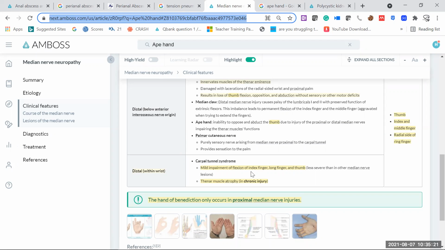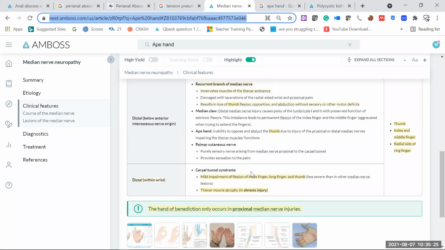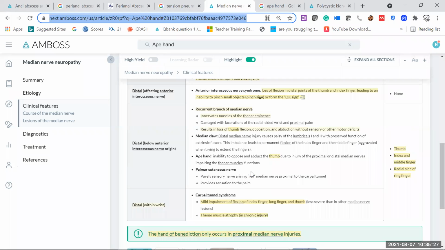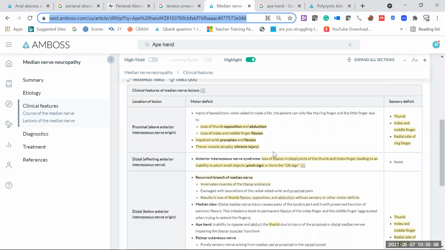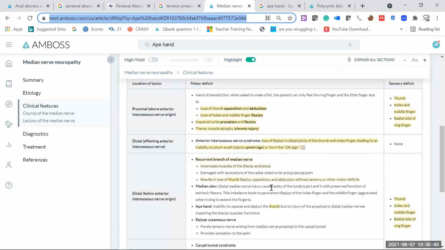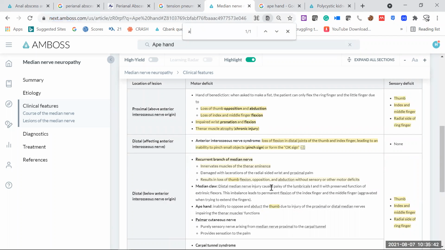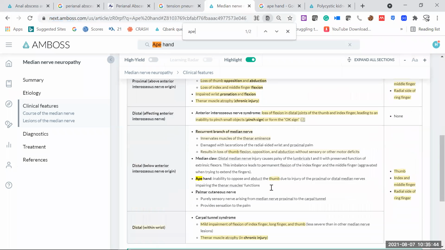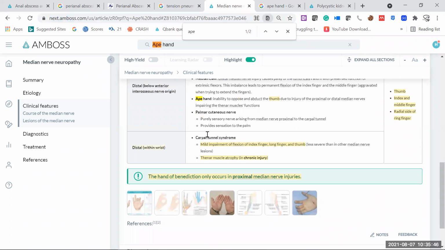Okay. So now let's come to this one, ape hand. Ape hand is not covered in much detail, but here we have the disease condition where we think about which nerve is going to be compressed and which nerve is going to be damaged in this condition that can cause ape hand. So we have this median nerve. Let me show you where exactly. So what is ape hand? It's just looking like the hand of an ape, the pathology.